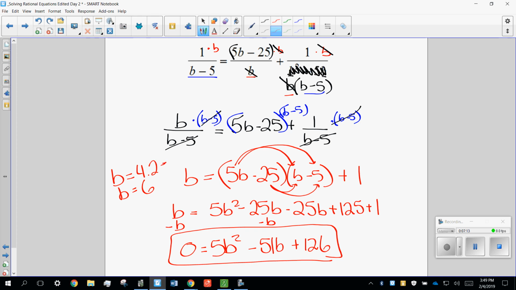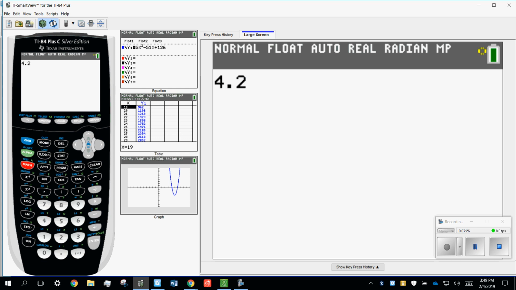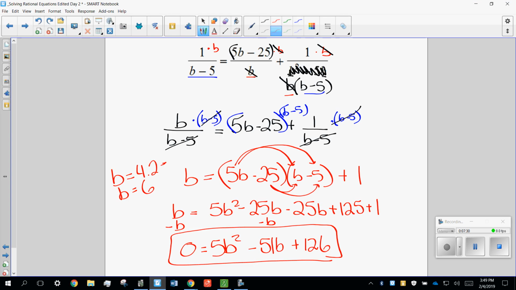And if you wanted to, you can convert that to a fraction, 4.2. So that would be 21 fifths. And your calculator can do that one for you too. 4.2 math to a fraction, 21 over 5.